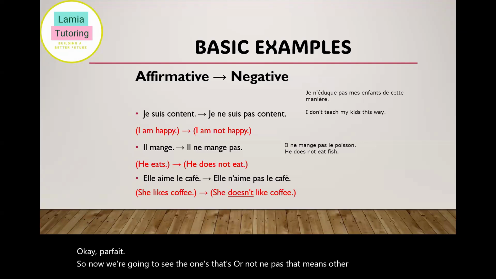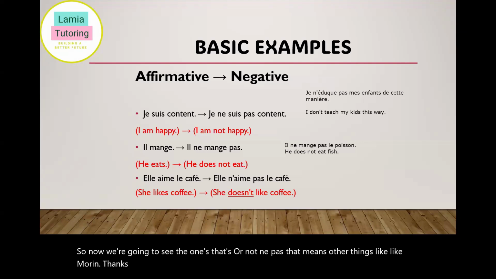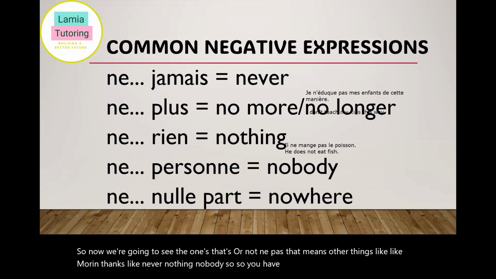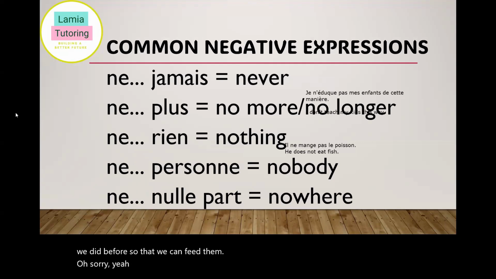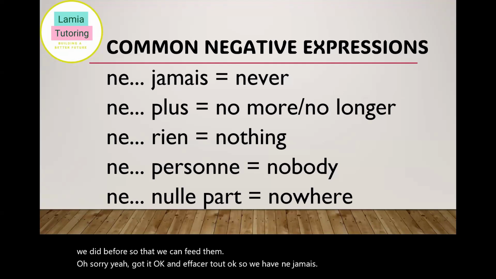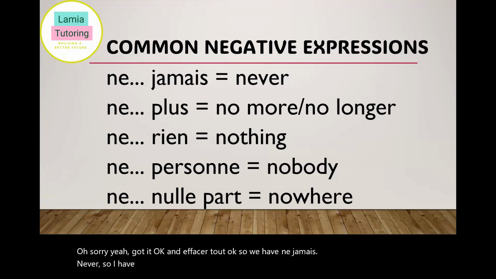So now we're going to see the ones that are not ne pas, that means other things like more intense, like never, nothing, nobody. So you have it over here. The common negative expressions are ne jamais. This one means never. Let me remove the annotations that we did before so that we can view them. Okay, so we have ne jamais, never. So I have never done something. Je n'ai jamais fait quelque chose, tu vois.